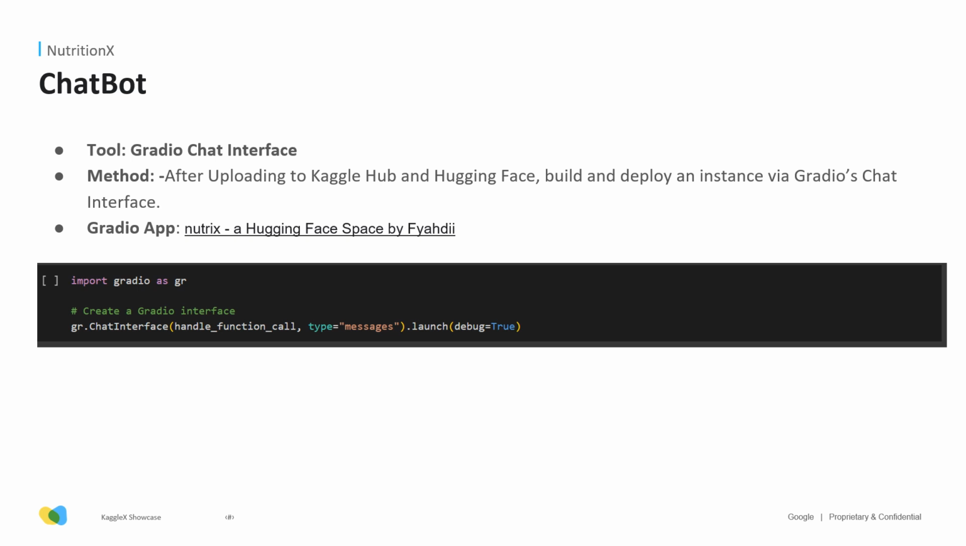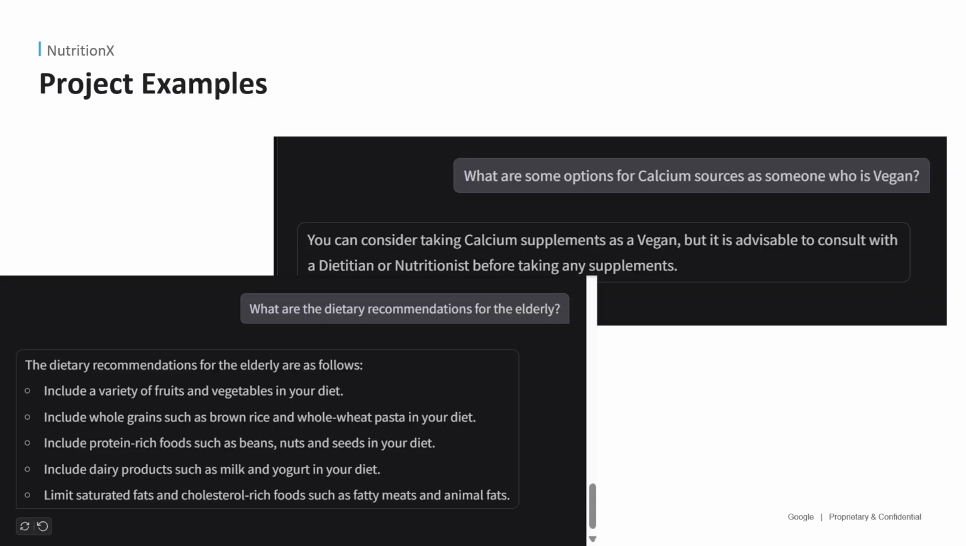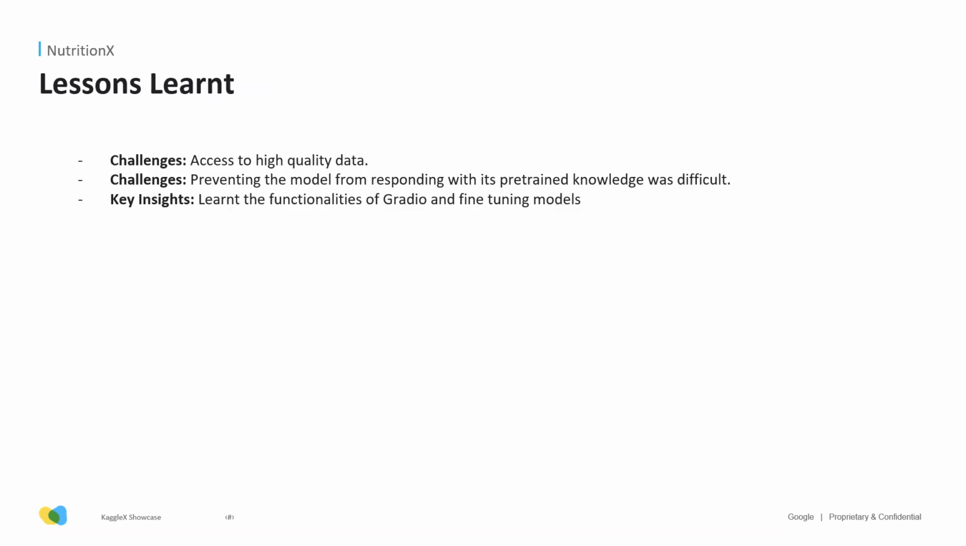Now for the chatbot deployment, we used Gradio. We used Gradio because it was easier to implement our model that was uploaded on the Hugging Face hub into a Gradio chatbot, and it was more straightforward. Here are some project examples of the chatbot in action.